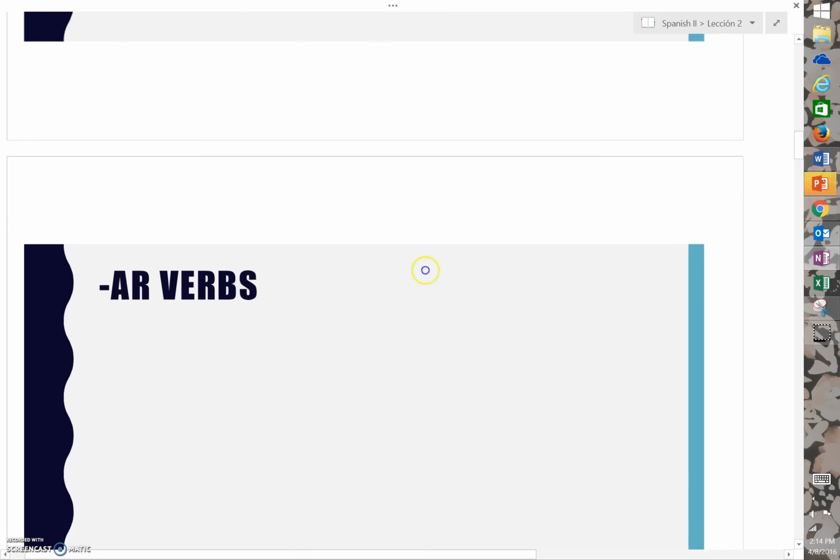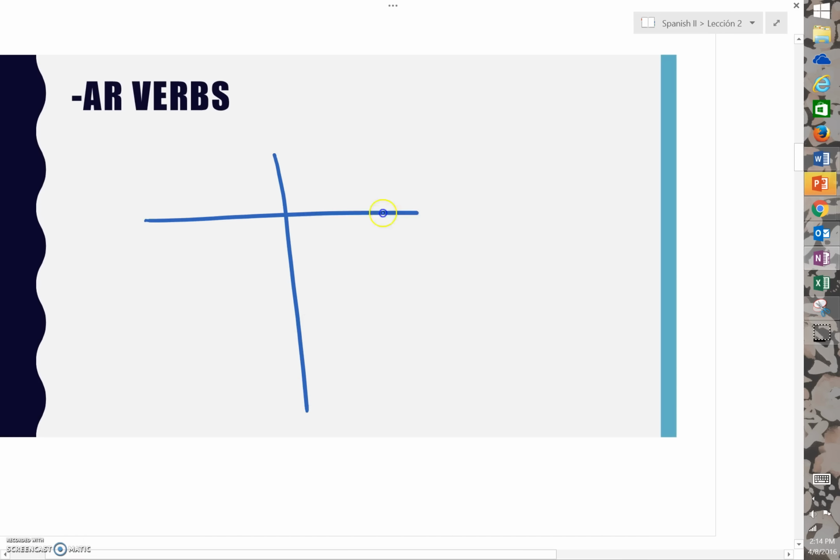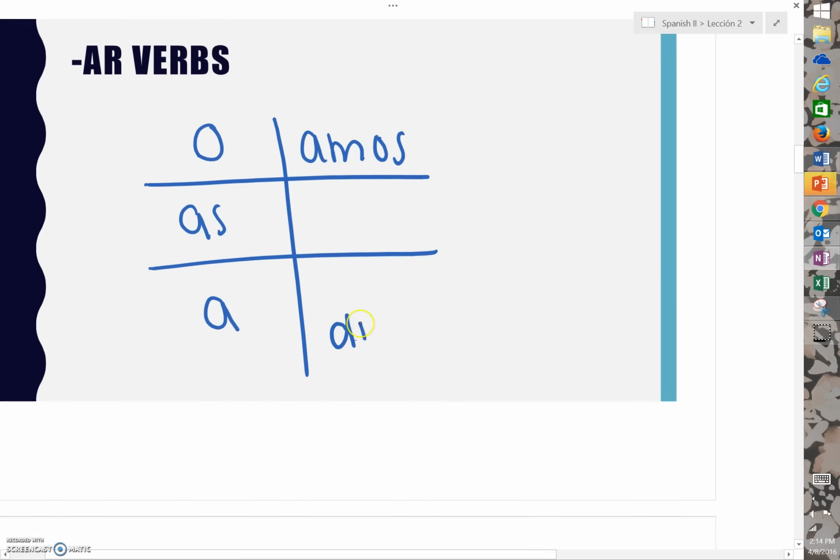So let's review what our AR endings are. The yo form uses O. As is the ending for the tú form. A for él, ella, usted. Amos for nosotros. An for ellos, ellas, ustedes. O, as, a, amos, an.